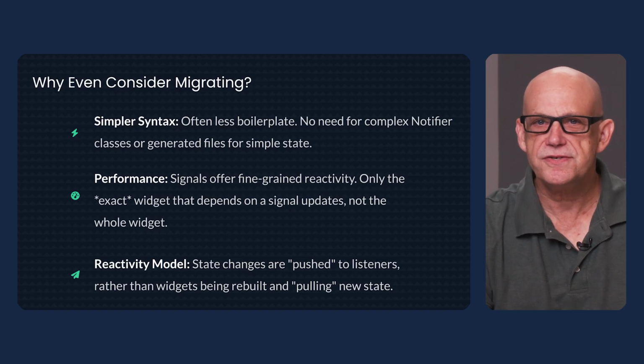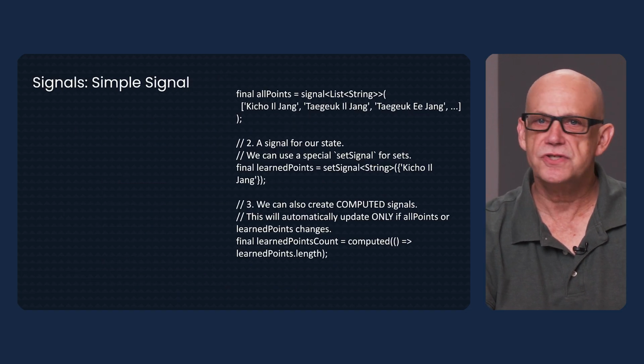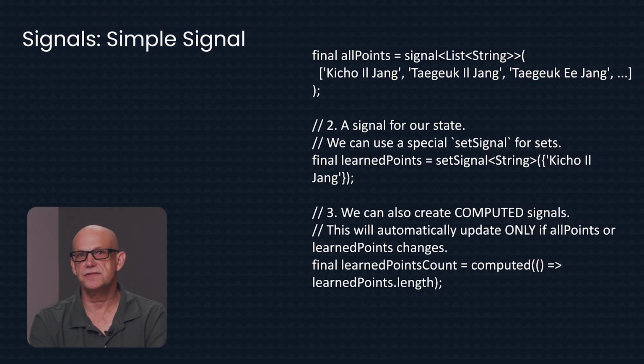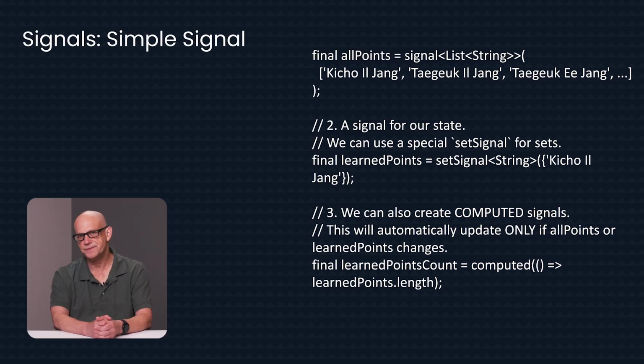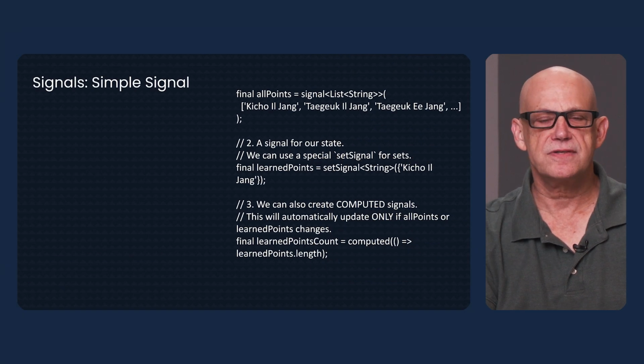Okay, so here's the exact same logic rewritten with Signals. With Signals, you just create a signal. Instead of a notifier class, I can often just define my signals. I like to put them in a simple class or just as globals, similar to providers. That's it. No special classes, no build methods. All points is a signal holding my list. Learn points is a set signal, which is optimized for sets. The state itself is a signal.